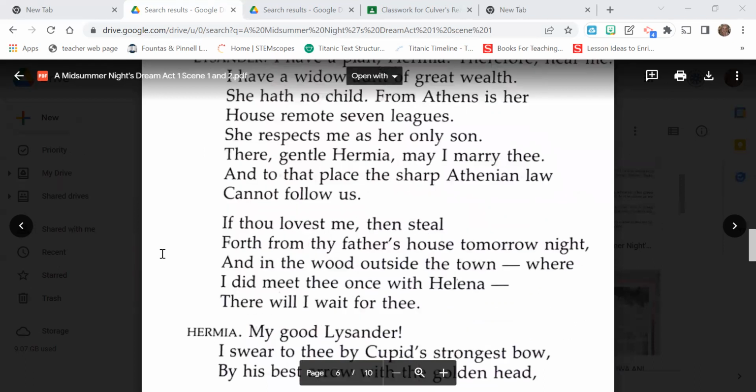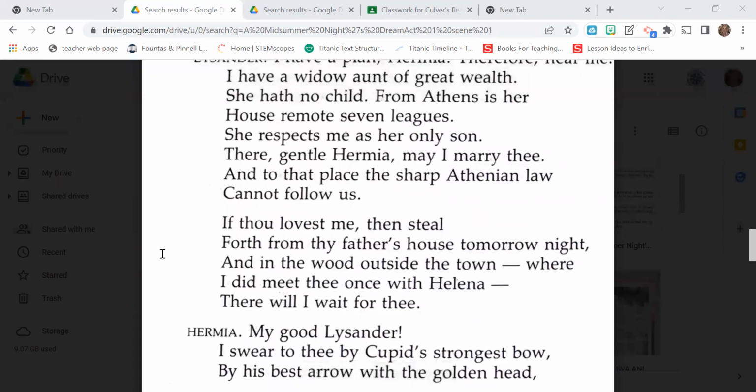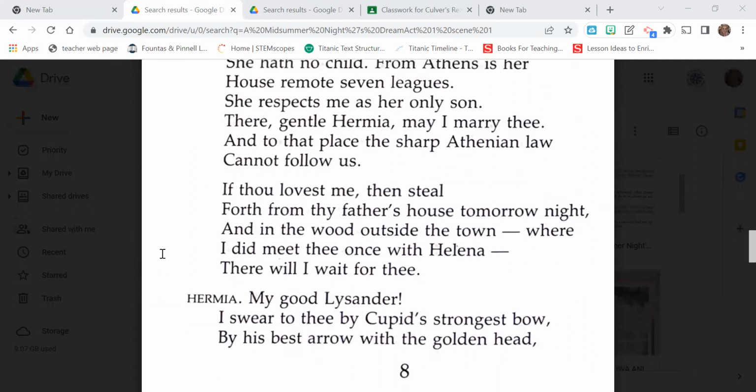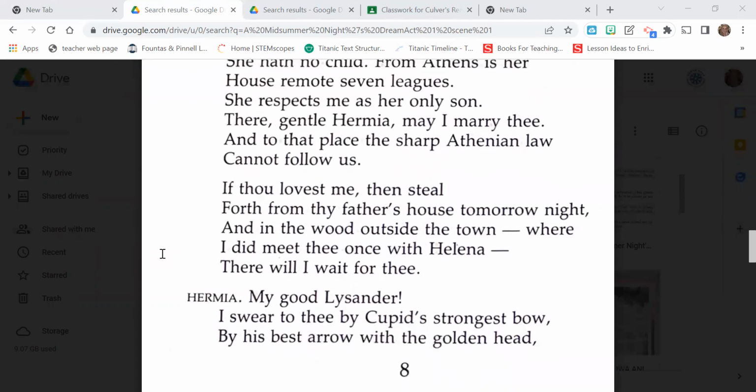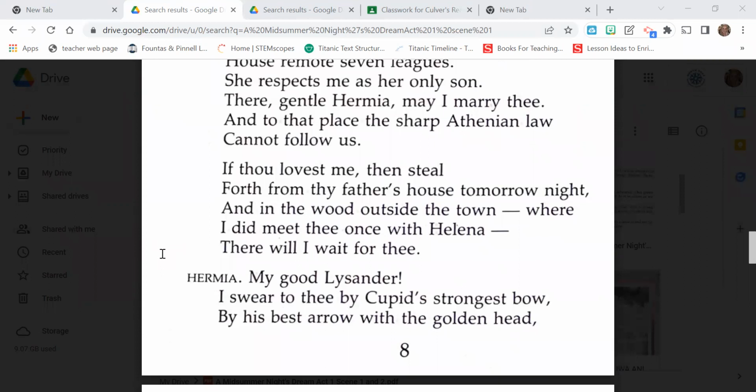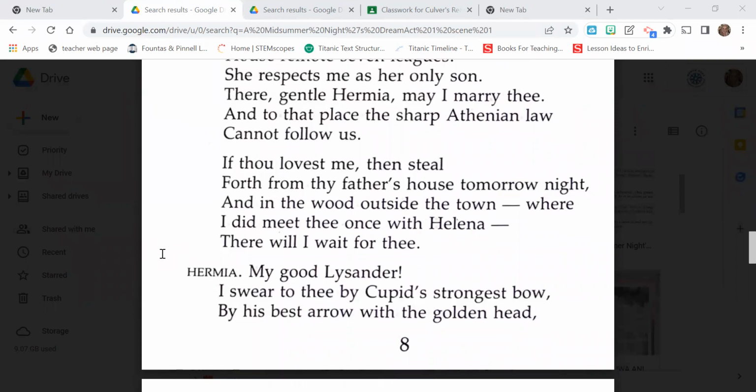If thou lovest me, then steal forth from thy father's house tomorrow night, and in the wood outside the town, where I did meet thee once with Helena, there will I wait for thee. So he's saying, if you love me, then run away with me and meet me in the woods right outside of town, where I ran into you and Helena one time.